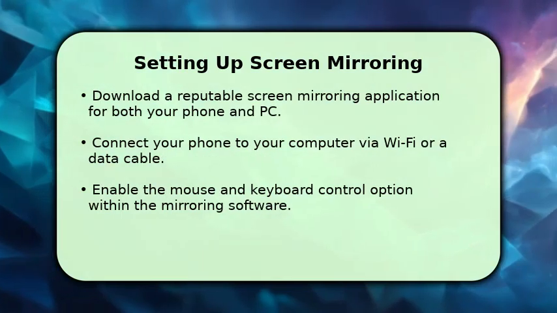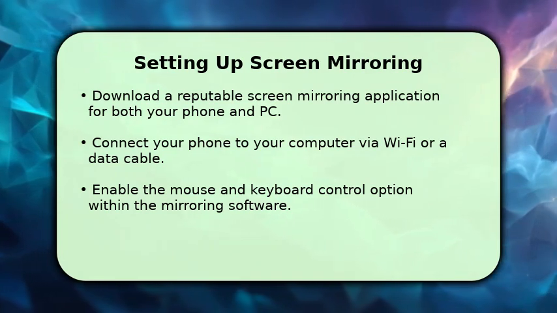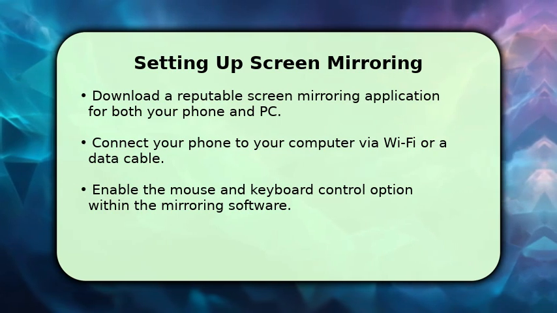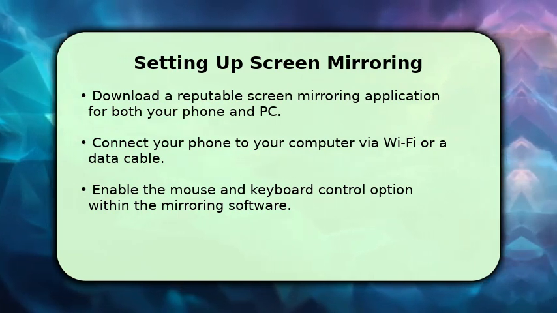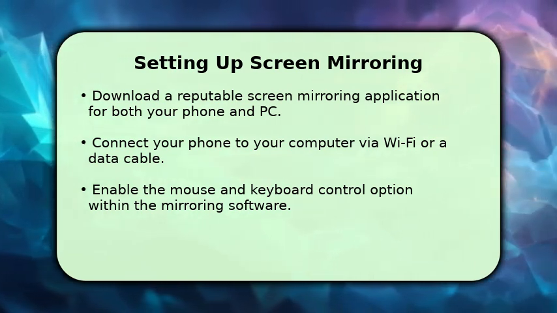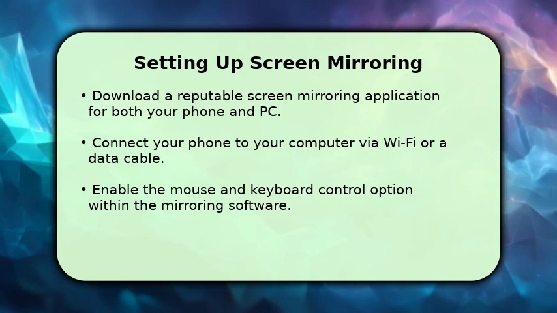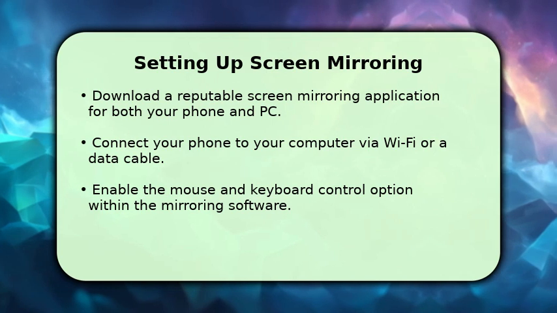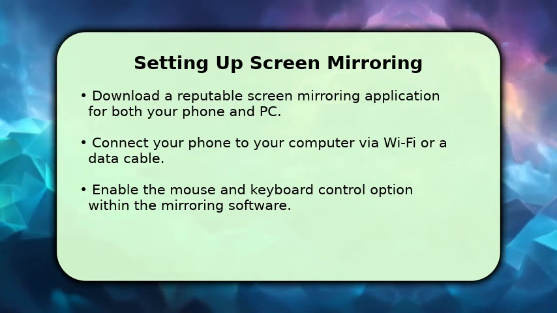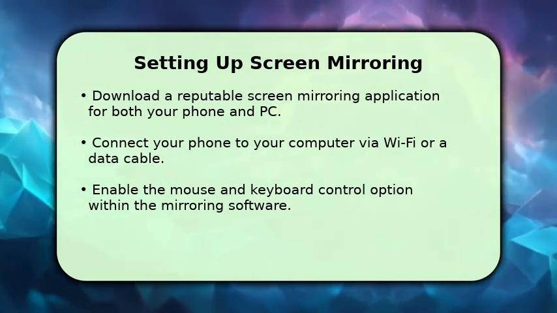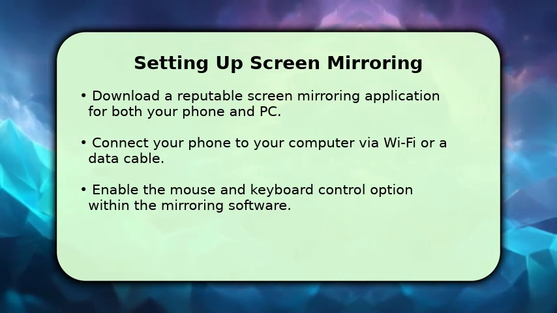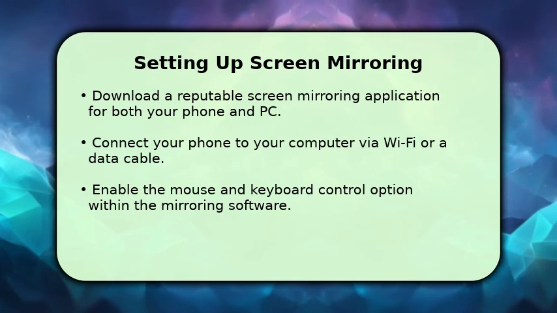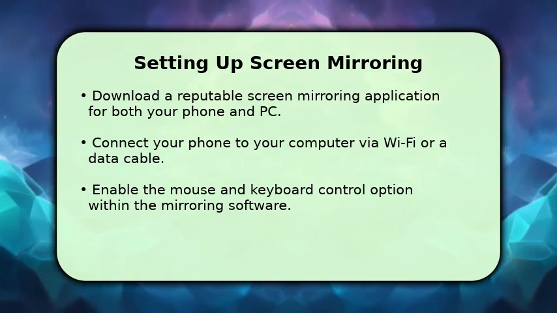To set this up, first, download a reliable screen mirroring application on both your mobile device and your computer. Once installed, connect your phone to your PC. A stable Wi-Fi connection or a direct data cable works best for minimal latency. After connecting, activate the mouse and keyboard control feature within the mirroring software. This allows your computer's peripherals to interact directly with your phone. You can then switch to full screen mode for an immersive, high-quality visual experience.